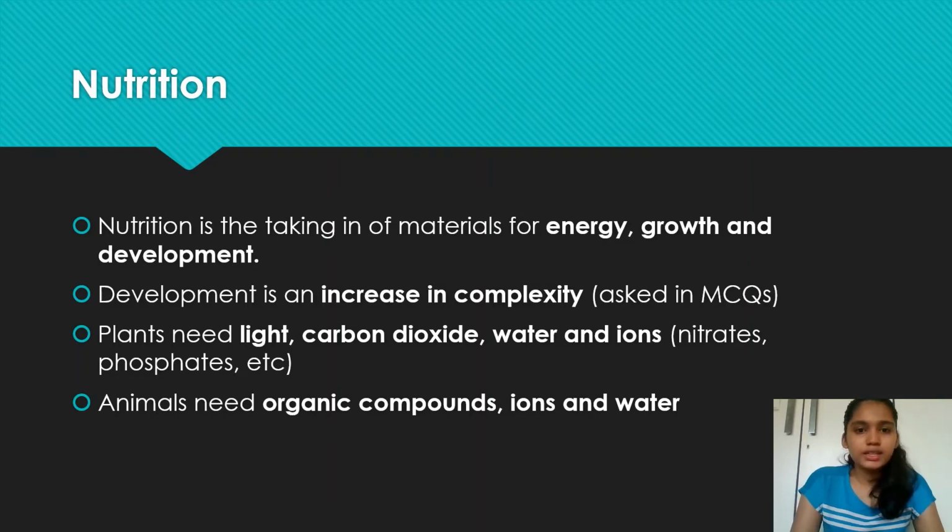So plants need light, carbon dioxide, water, and ions. Ions are nitrate ions, phosphate ions, sulfates, magnesium ions. You will learn all of their uses later, so you don't have to worry about it right now. You just need to know light, carbon dioxide, water, and ions for plants. And for animals, they need organic compounds, ions, and water. Okay, so that was that.